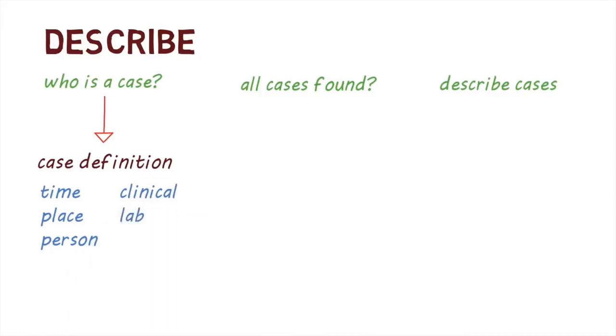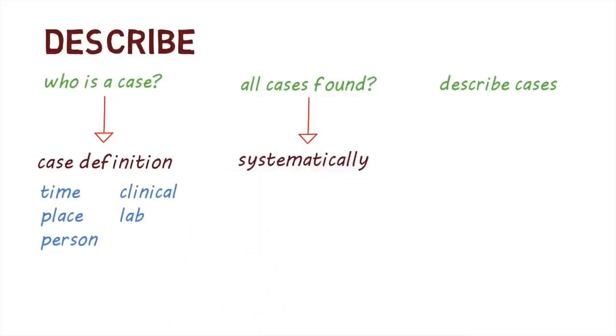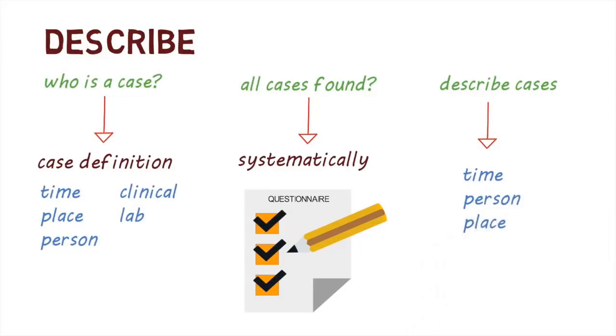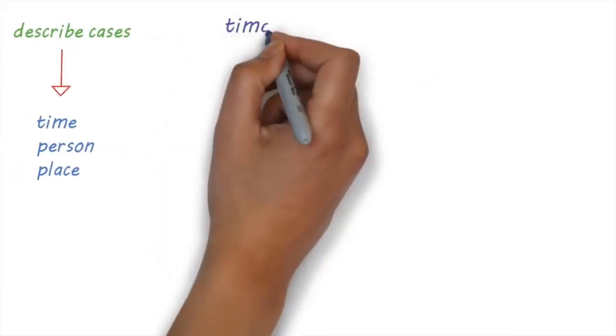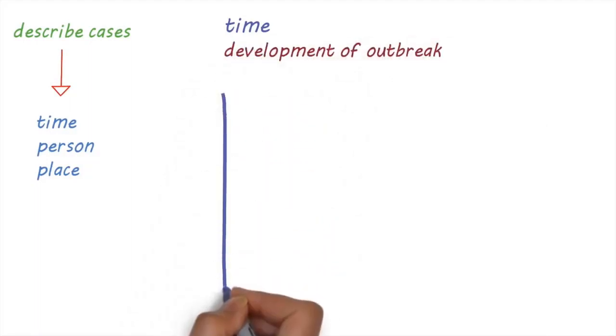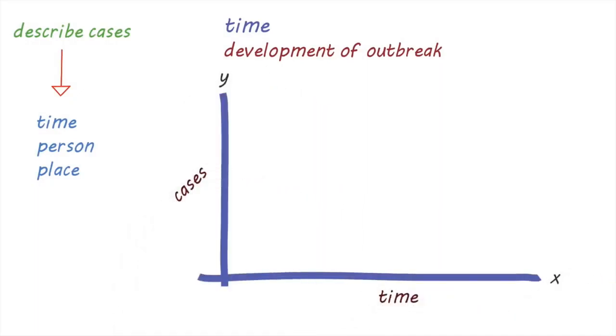Once there is a case definition, cases are looked for in a systematic way and information about the cases is recorded. This is usually done by using questionnaires and summarized by time, person, and place. Let's have a look at each one of them, because each of these provide useful insight into the outbreak. By describing the occurrence of cases over time, investigators can look at how the disease has developed over time. This is typically displayed in a graph that shows the number of cases in the y-axis and the time on the x-axis. This type of graph is known as an epidemic curve.